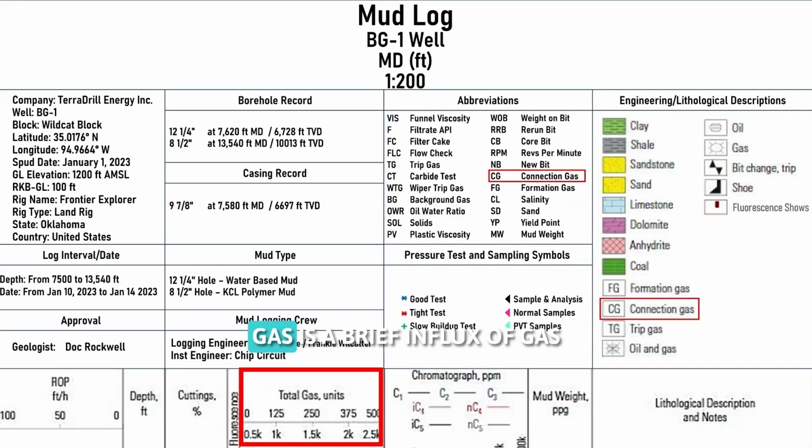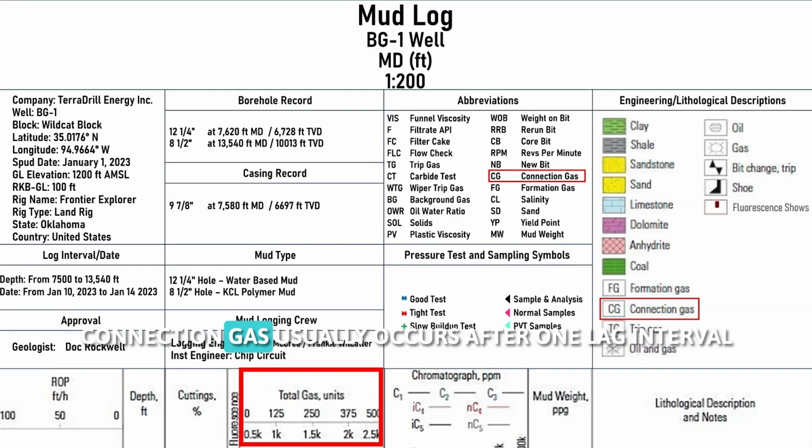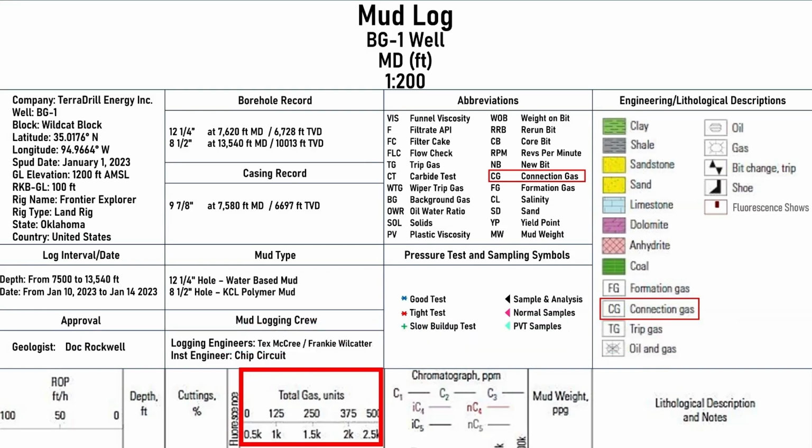A connection gas is a brief influx of gas that is introduced into the drilling fluid when a pipe connection is made. Before making a connection, the driller stops the mud pumps, thereby allowing gas to enter the wellbore at depth. Gas may also be drawn into the wellbore by minor swabbing effects resulting from short movements of the drill string that occur during the connection. Connection gas usually occurs after one lag interval following the connection.